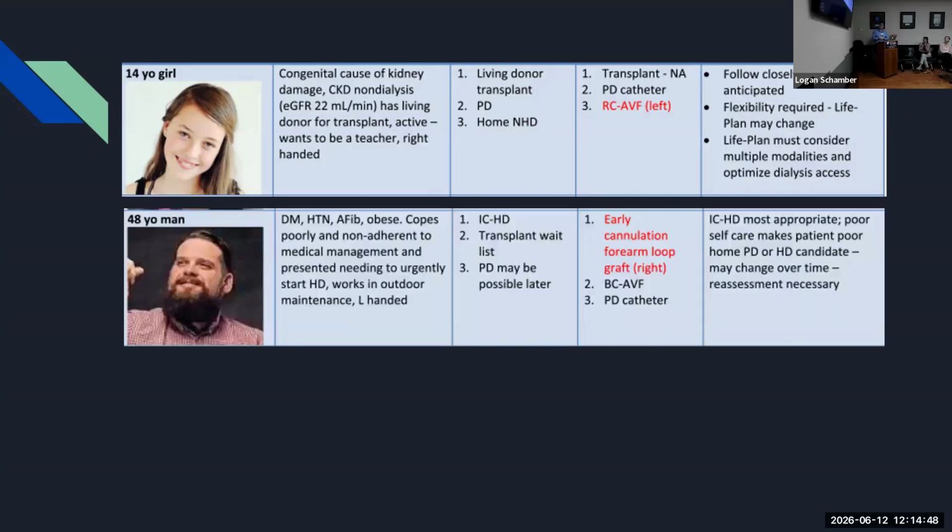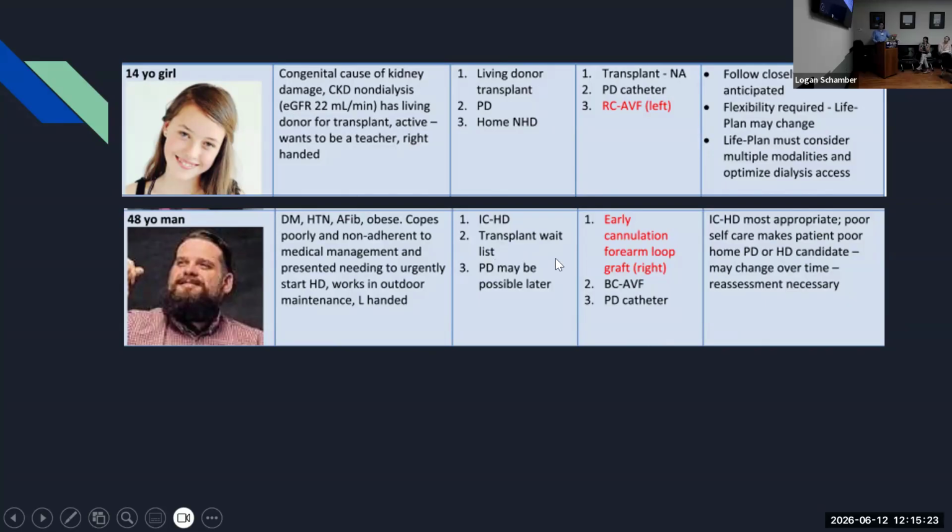Now, contrast this with this gentleman, which I think all of us fellows and all of us attendings are very familiar with, how should I say, this type of patient. Essentially a 48-year-old gentleman, type 2 diabetes, hypertension, obese, non-adherent to medical therapy, works in outdoor maintenance. He does need urgent start hemodialysis. So ideally for him, in discussion, his ideal start would be in-center hemodialysis, waitlisting him for transplant.